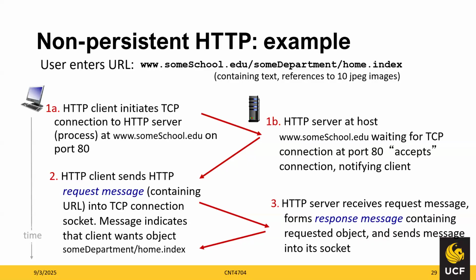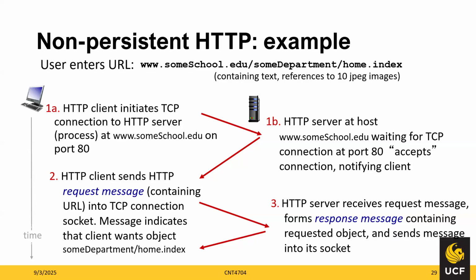Step 1B, the server responds: the server accepts the connection from the client. Now we are ready to communicate. Step 2, the client sends a message saying, I'm asking for this specific web page, please give me access to it. The server sends a response back that it got the request, and responds with the base HTML file. The base file includes not only the text content, but also references, like the links of the 10 images.